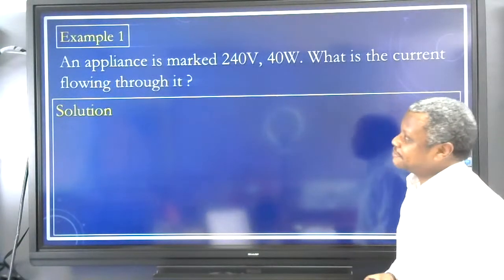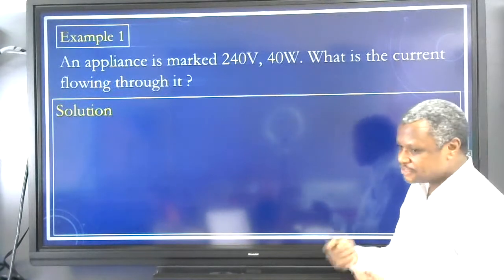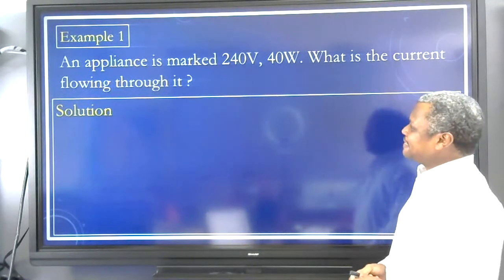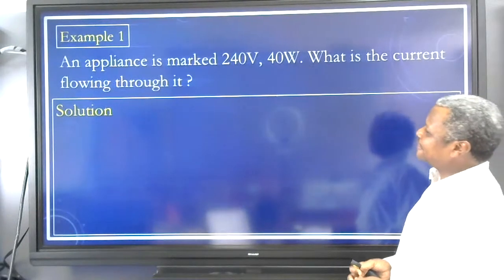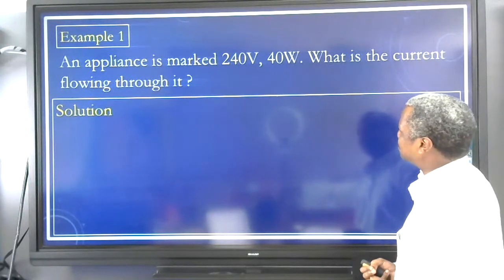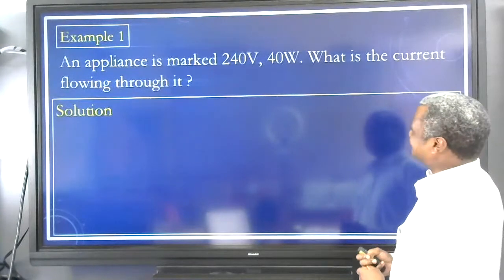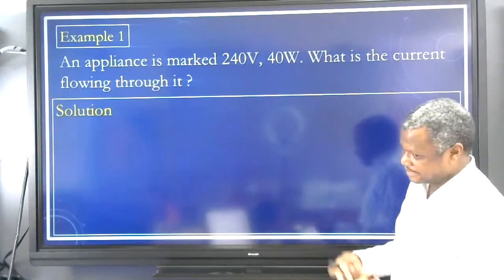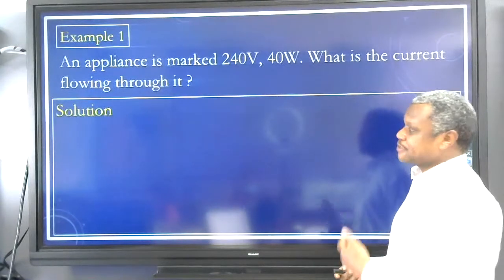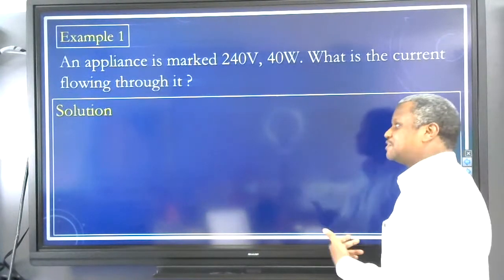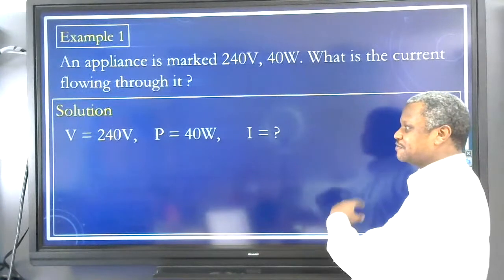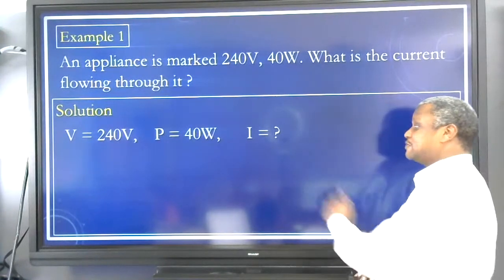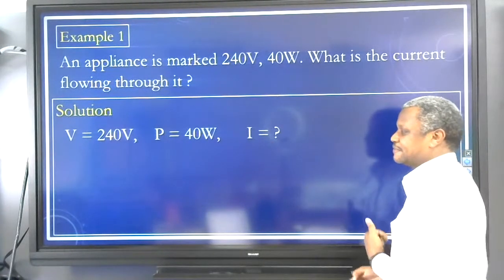Let's take for example, we'll do some quick calculations. I hope we have enough time for that, yes? An appliance is marked 240 volts, 40 watts. What is the current flowing through it? So again, like what we learned last period, write what you know, find what you don't know. In this case, we know the voltage is 240. The power is 40, but we don't know the current.